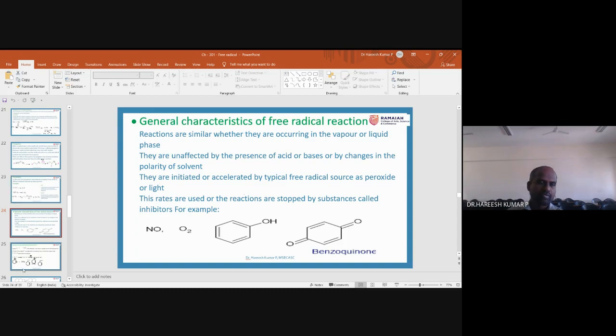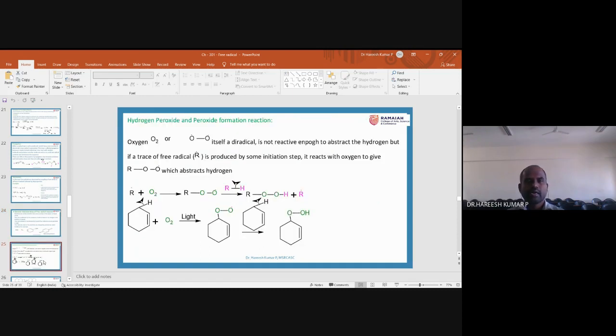Then I will take one more concept: hydrogen peroxide. Hydrogen peroxide means H2O2. So what is the difference between peroxide and hydrogen peroxide? H2O2 is called hydrogen peroxide. Then what is peroxide? Compounds containing two oxygens are called peroxide compounds.